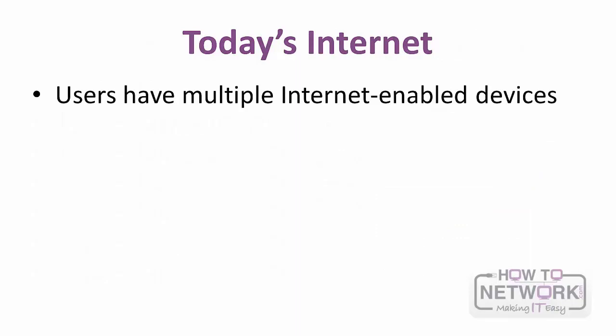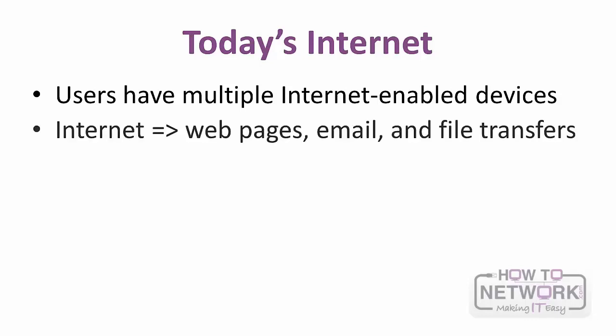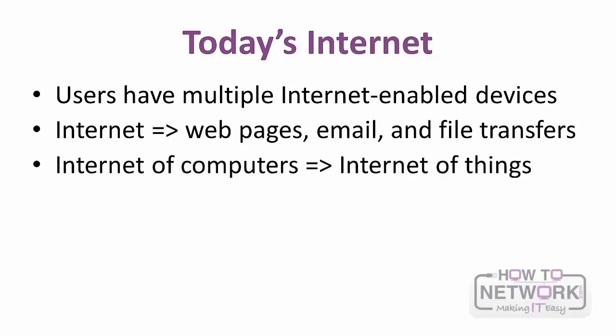The actual number of devices increases dramatically when taking into account that today's users usually have multiple Internet-enabled devices, such as smartphones, tablets, and laptops. Today's Internet is much more than just web pages, email, and file transfers. With the explosive growth of mobile devices and peer-to-peer networking, along with the potential impact of Internet-ready consumer goods, we have gone from just an Internet of computers to an Internet of Things.